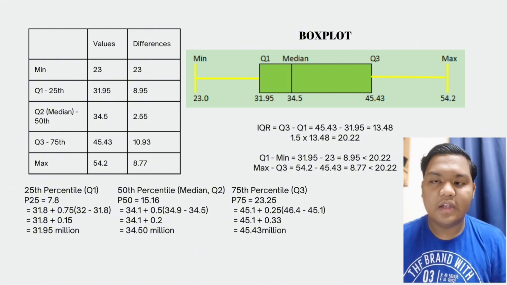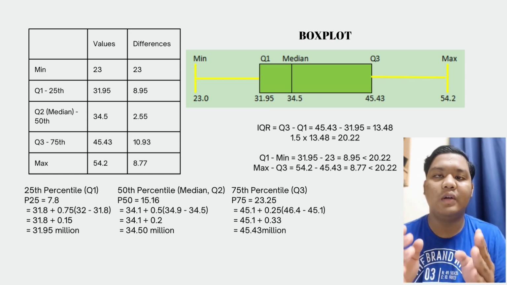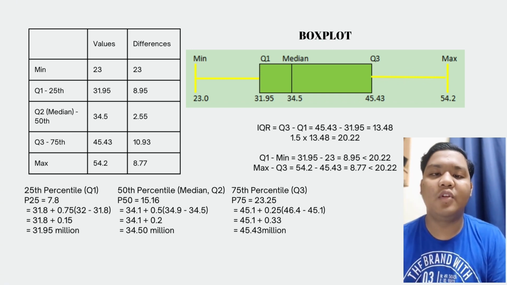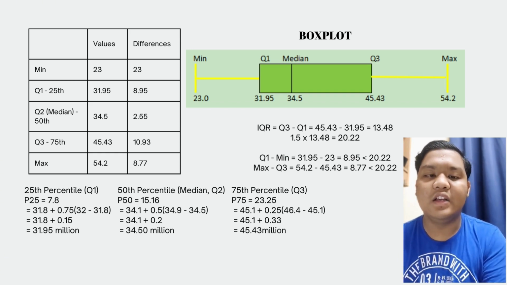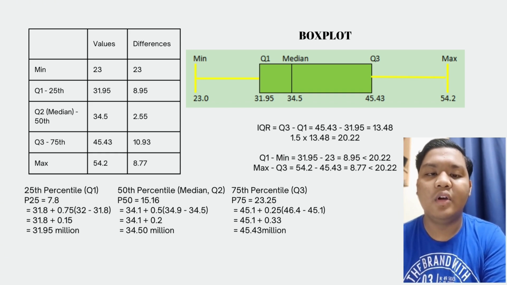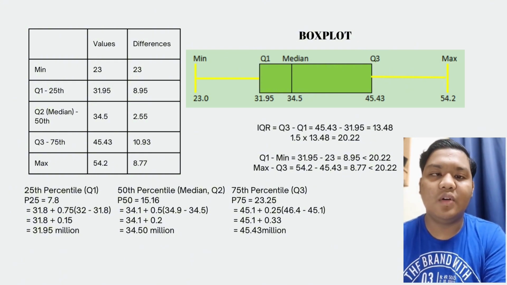So from the values that we calculate, we need to construct a box plot, like you can see in the presentation. That's the box plot for the first metric, which is number of visit.